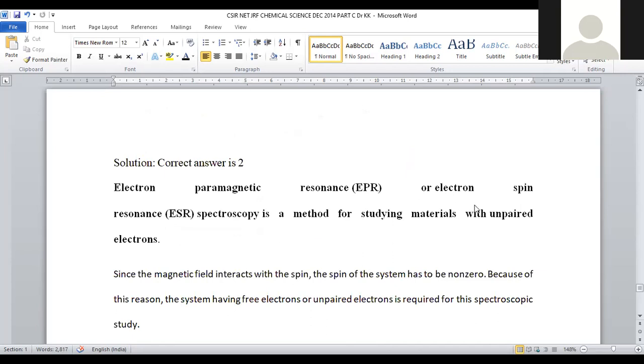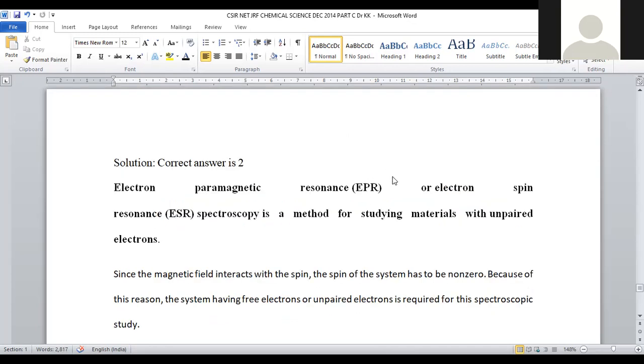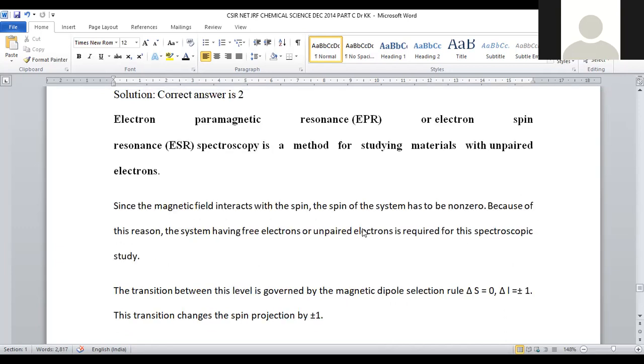Let us see. Electron paramagnetic resonance, alternatively known as electron spin resonance also. This is the method to study materials which are associated with unpaired electrons. Since the magnetic field interacts with the spin, the spin of the system has to be non-zero. Because of this reason, systems having free electrons or unpaired electrons are required in the spectroscopic study. So when unpaired electrons are present, then only they give the spectral lines in EPR spectroscopy, by employing the 2nI+1 formula.